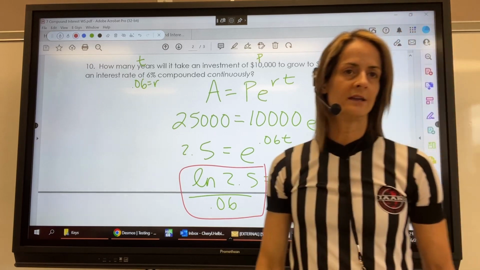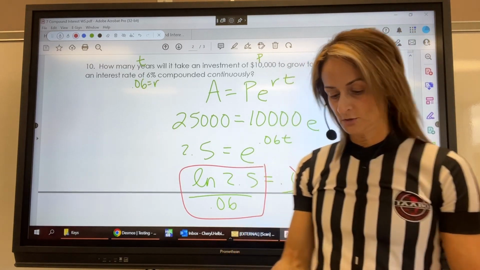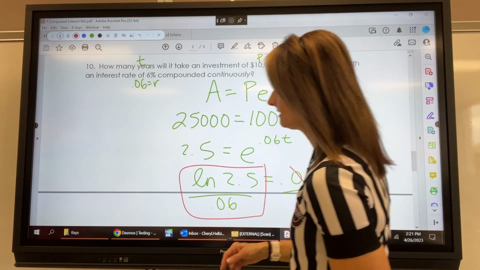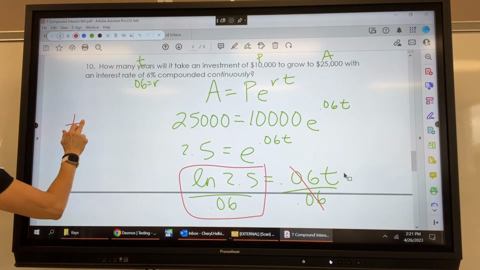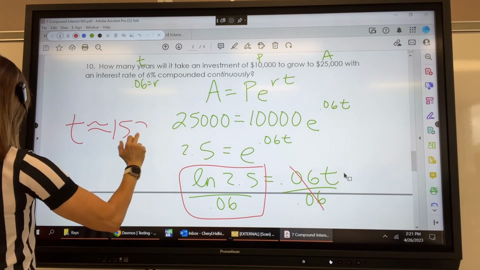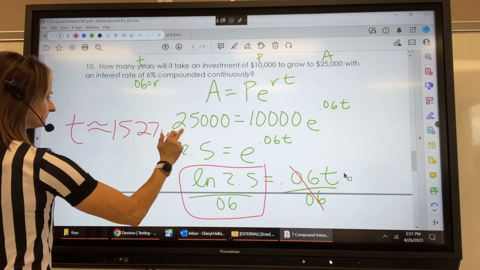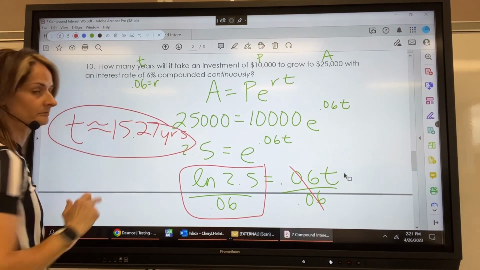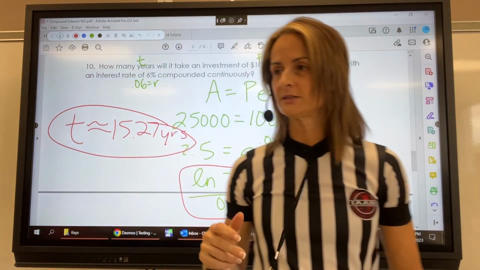And you can use the TI-84 or you can use Desmos. You should get T is approximately, and so this is a rounded answer, 15.27 years. Questions?